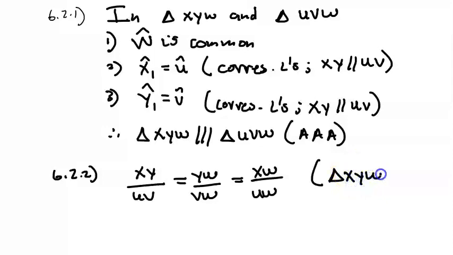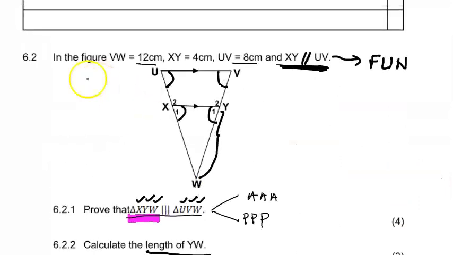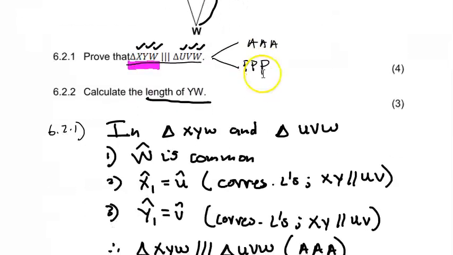Triangle XYW is similar to triangle UVW. Now fill in all the information that you have. You were given that VW is equal to 12, XY is equal to 4, and you were given that UV is equal to 8. So let's fill in all that information.